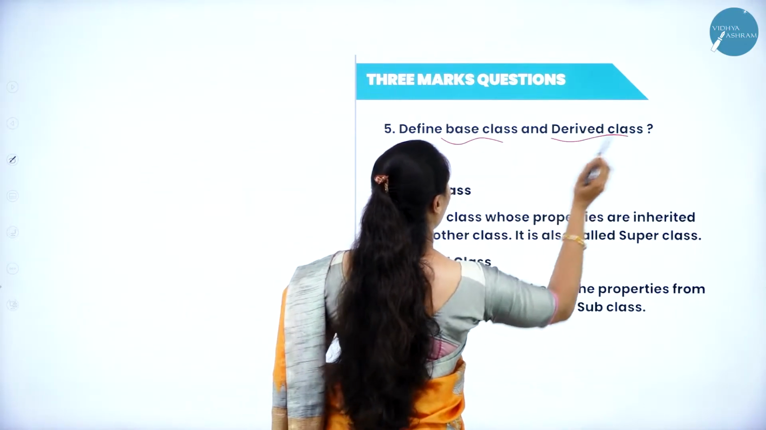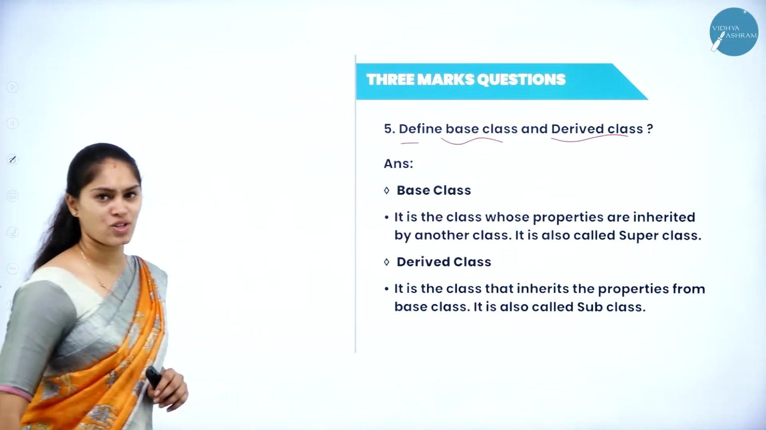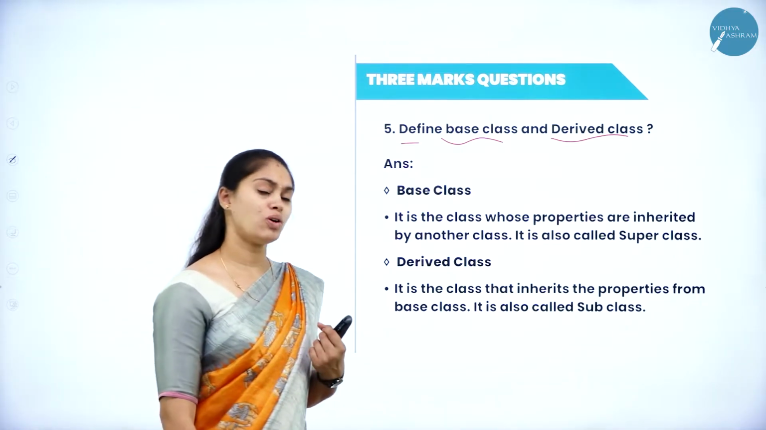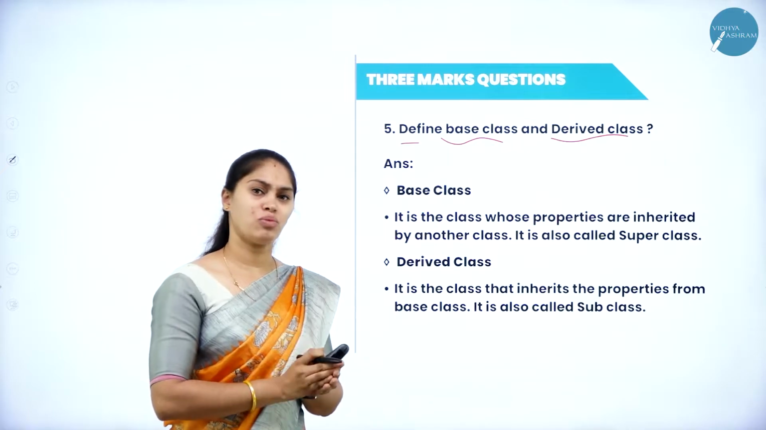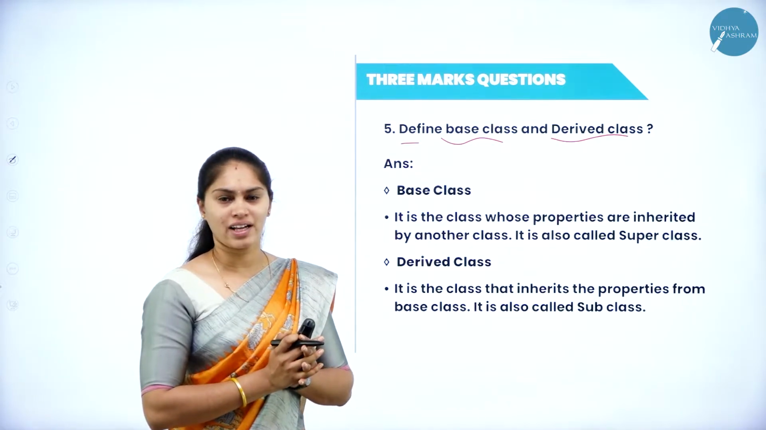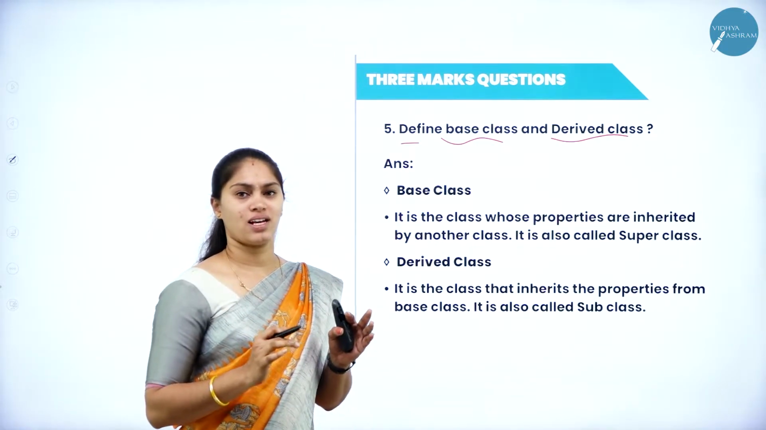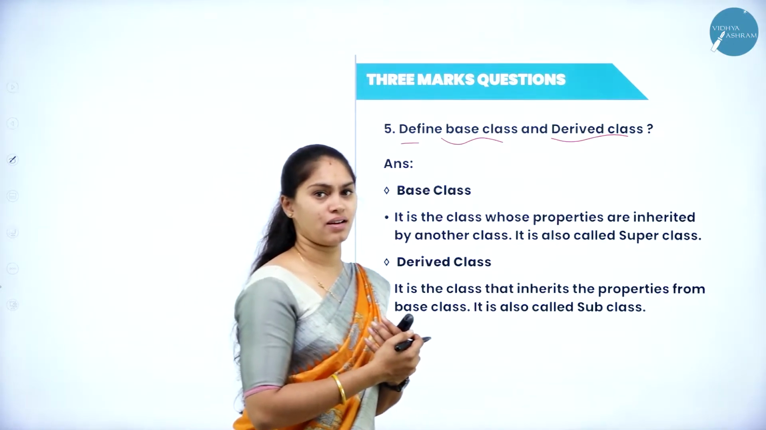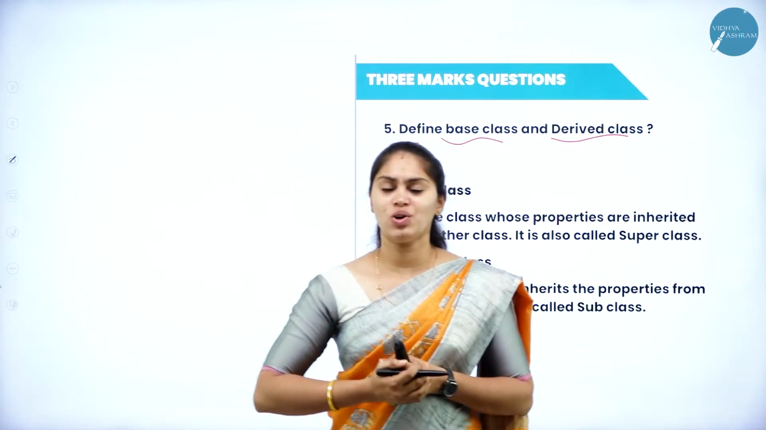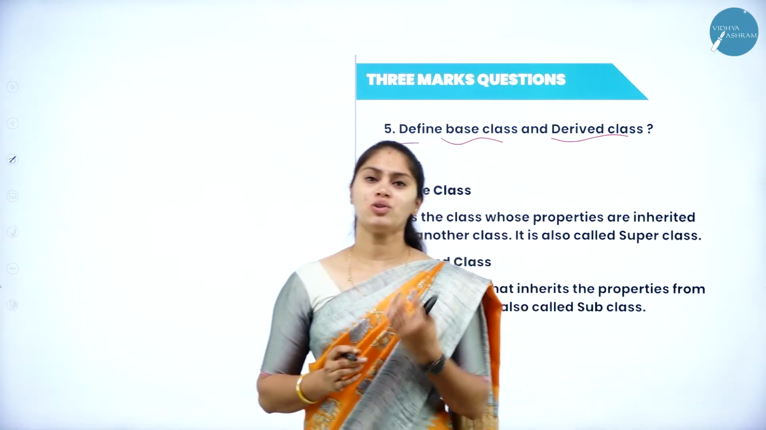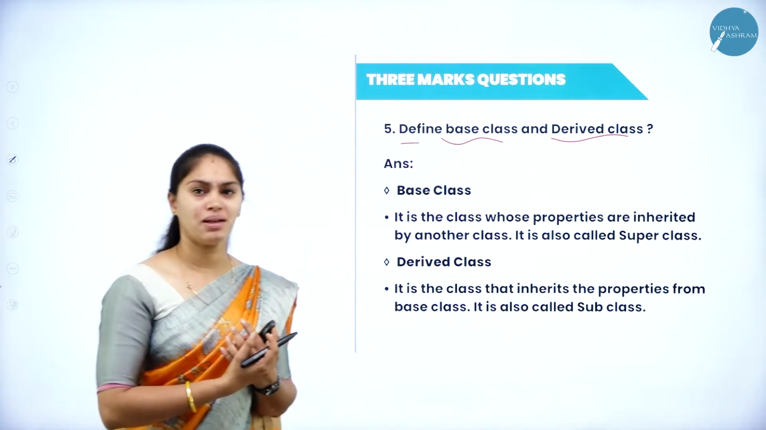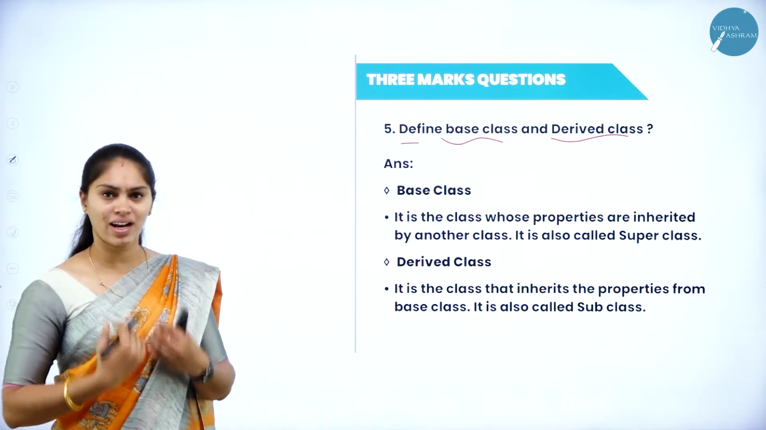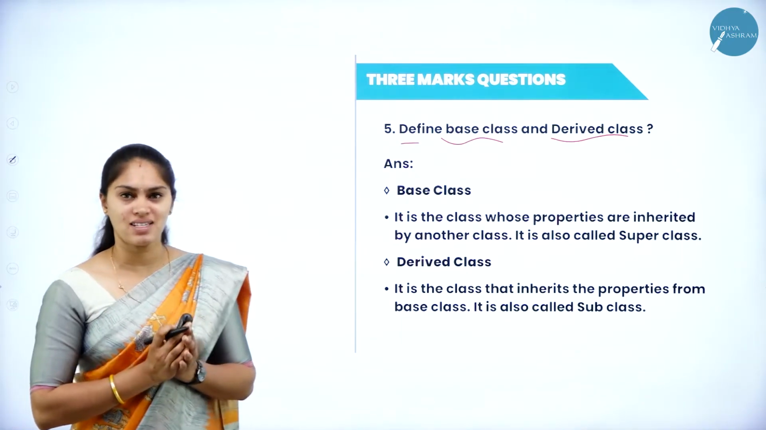Define base class and derived class. Important question. So what do you mean by base class? What is derived class? When I'm dealing with inheritance, we are dealing with two kinds of classes: one is the base class, the other is the derived class. Just imagine you and your parent. You are going to inherit the features of your parent, which means your parent will be the base class. Whatever features you acquire, you will be considered as a derived class.